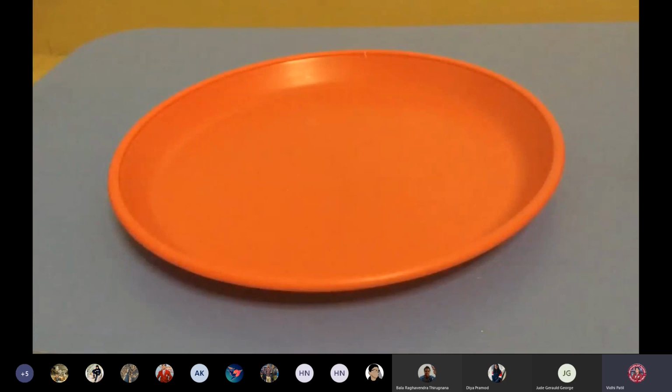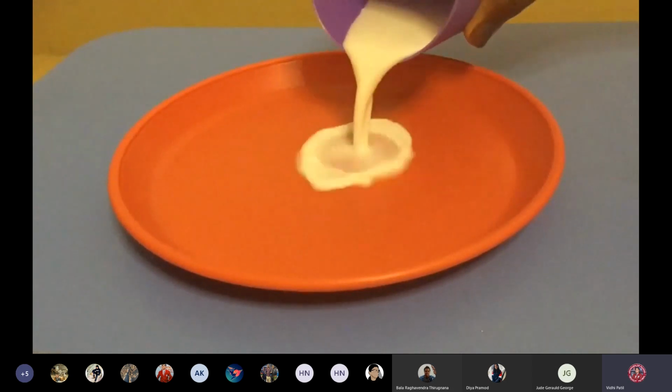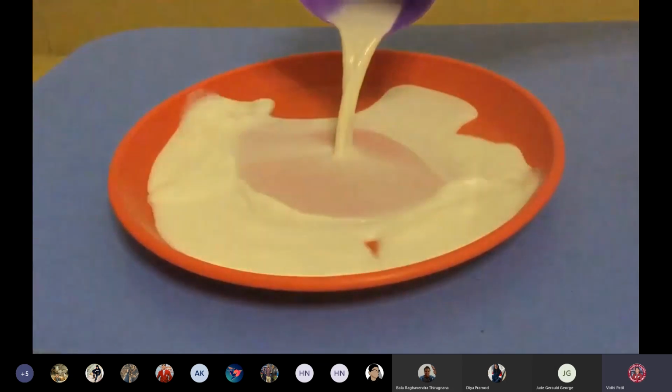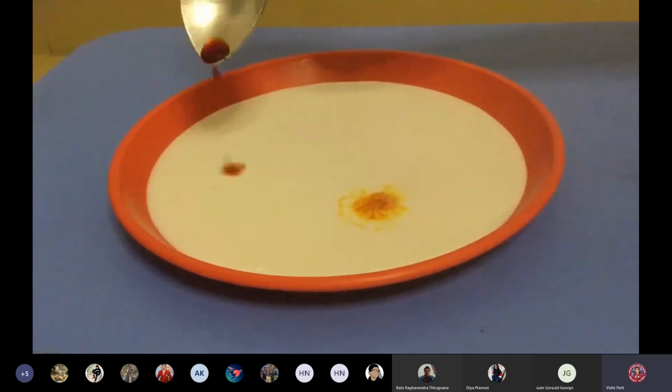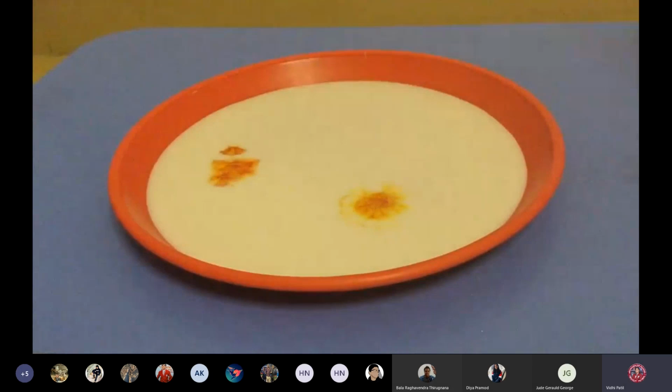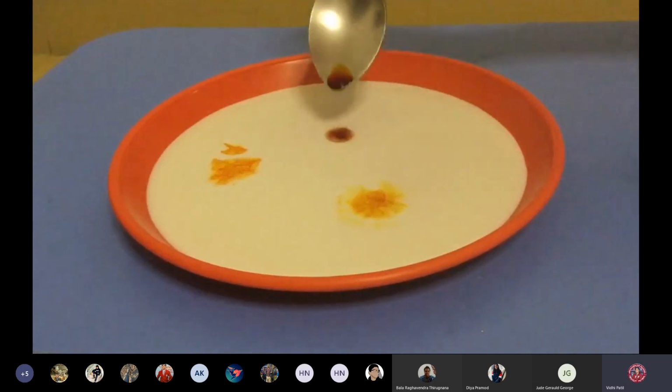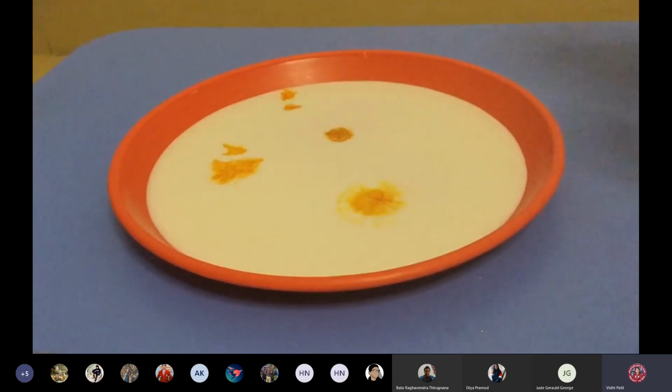So let's start. I have taken a plate over here and now I'm going to add some milk into this plate. You have to take milk which is just enough to create a layer of milk which has a depth of about 1 centimeter. Now I'm going to be adding drops of food coloring into my milk. I'm using two food colorings, which is orange and yellow.